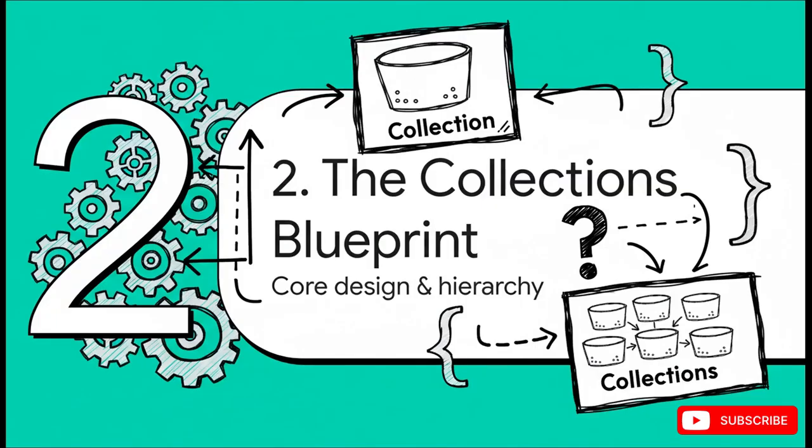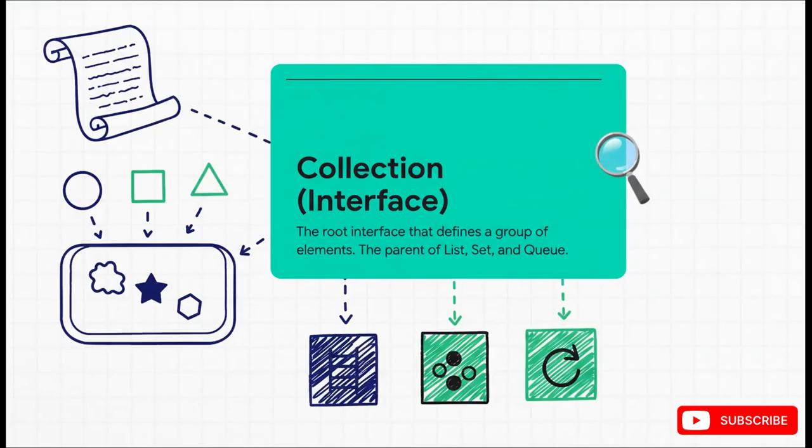To really master this framework, you have to get its architecture. And that starts by clearing up what might be the single most confusing naming choice in all of Java, the difference between Collection with a capital C and Collections with an S. First up, Collection, no S, is an interface. Think of it as the blueprint. It defines what it means to be a collection, just a group of items. You will never, ever write new Collection. Instead, you use concrete classes like ArrayList or HashSet that actually implement this blueprint.